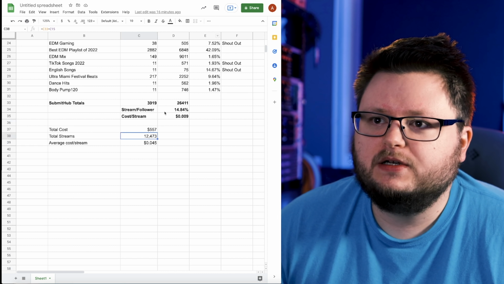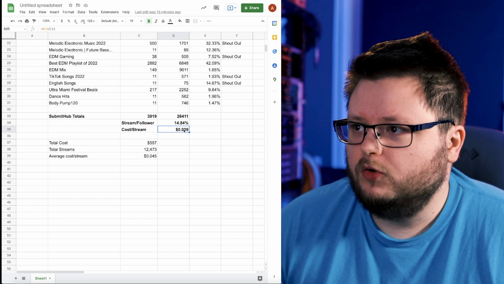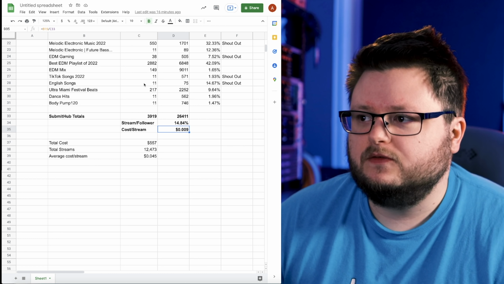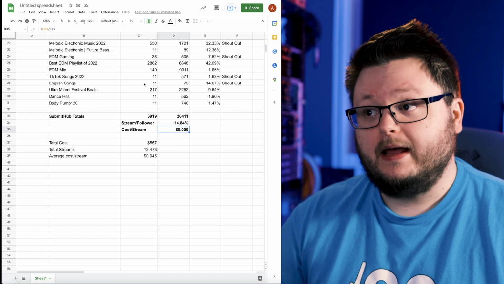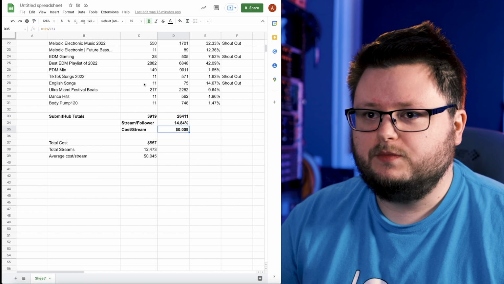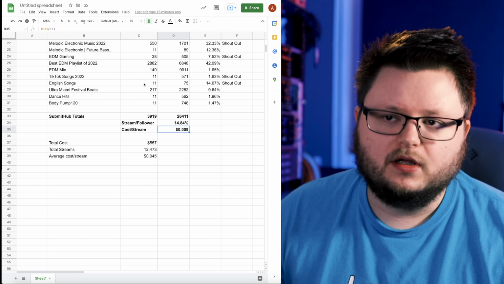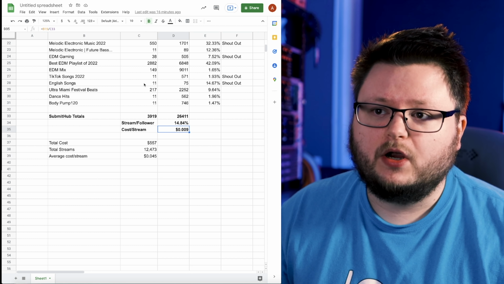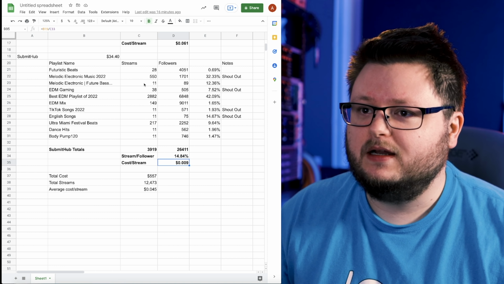can be quite cheap, especially in the case of Submit Hub. 0.9 cents per stream. That's only 2 or 3 times more expensive than what you actually get back in royalties, which means that if you trip some algorithmic stuff with playlists on Submit Hub, you can actually relatively easily have a profitable campaign, which is interesting. I didn't expect that as a result.